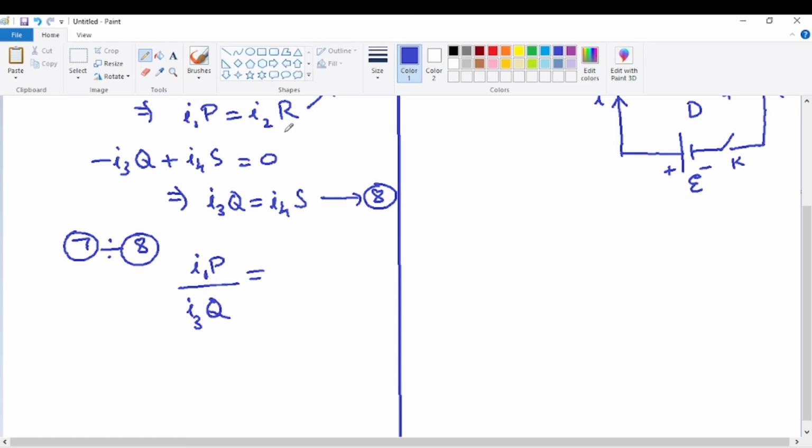But what is I1P? It is I2R. So in place of I1P I can write I2R. And what is I3Q? It's nothing but I4S. So in place of I3Q, I'll write I4S. So this itself is called division of two equations.